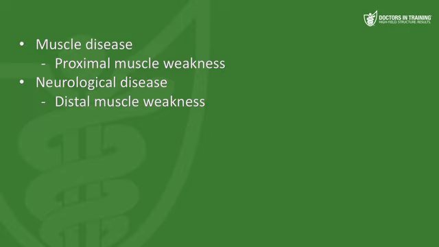Distal weakness tends to be caused by neurologic disease because the neurons have to travel a longer way from the brain to the distal parts of the limbs. So they're more susceptible to injury because of that long distance. So proximal muscle weakness is often due to a muscle problem, and distal weakness is often due to a neurologic problem.